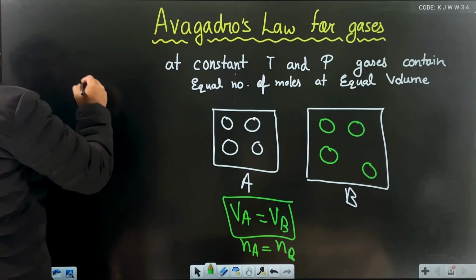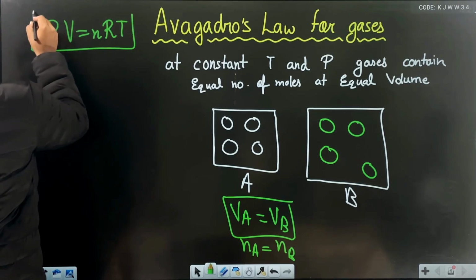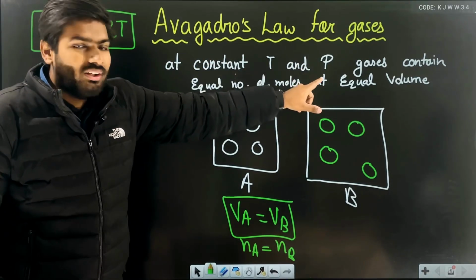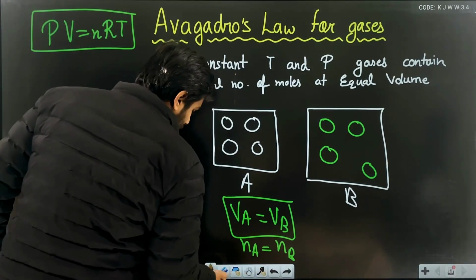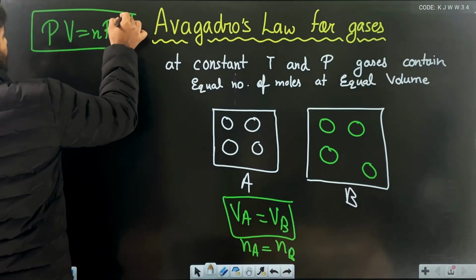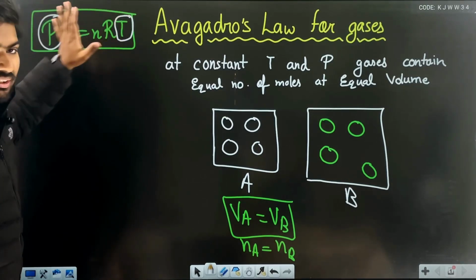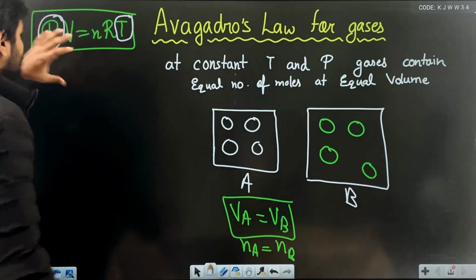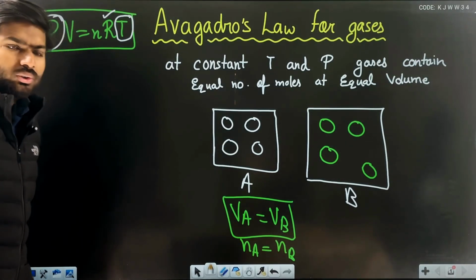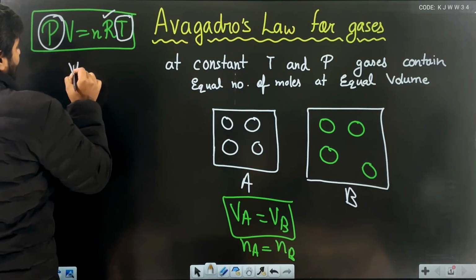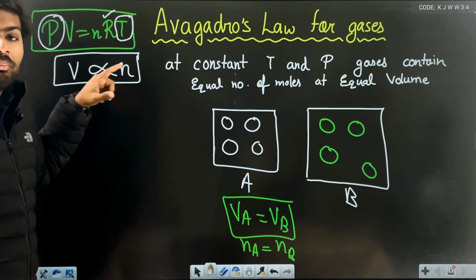Or you can say, from the ideal gas equation, PV equals nRT. If you keep temperature and pressure constant, so see, these both are constant numbers. Also, for a fixed amount of gas, R is also a constant. So see, volume is directly proportional to the number of moles. Volume will be directly proportional to the number of moles in this case.